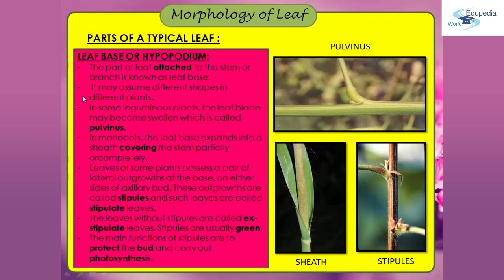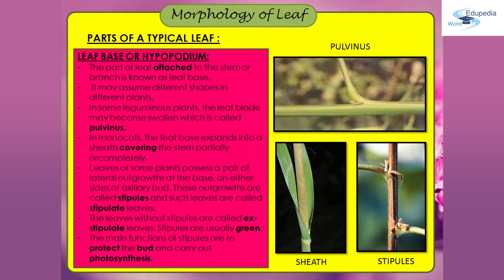Okay. Now comes stipules. Some plants possess a pair of lateral outgrowths at the base. As you can see, these are leaf-like structures, which are lateral outgrowths at the base on either side of the axillary bud. These outgrowths are called stipules. These are your stipules, and such leaves are called stipulate leaves. The leaves without stipules are called exstipulate leaves.